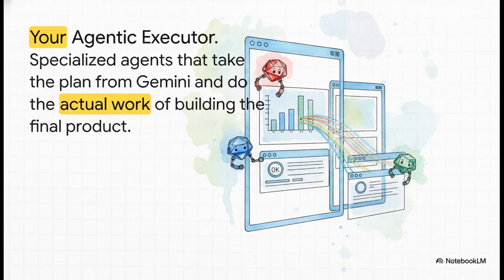And the third piece of the Trinity? That's GEMs. These are basically specialized agents inside of Gemini that act as the executors. They're the builders on the construction site. They take the plan that Gemini created from your grounded knowledge, and they do the actual work of building the final functional product. So you've got memory, reasoner, and executor.